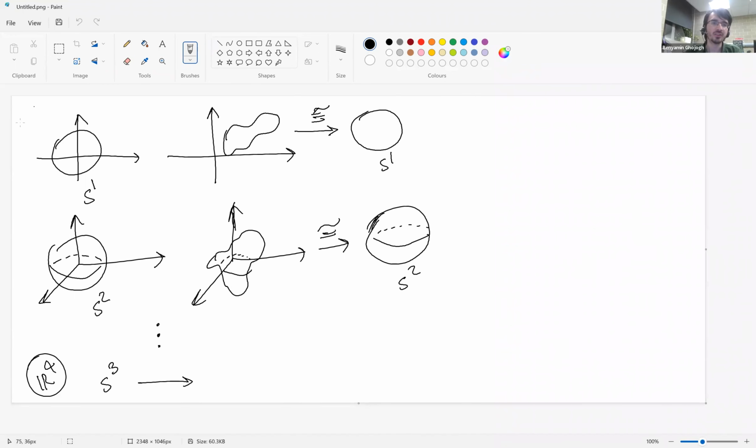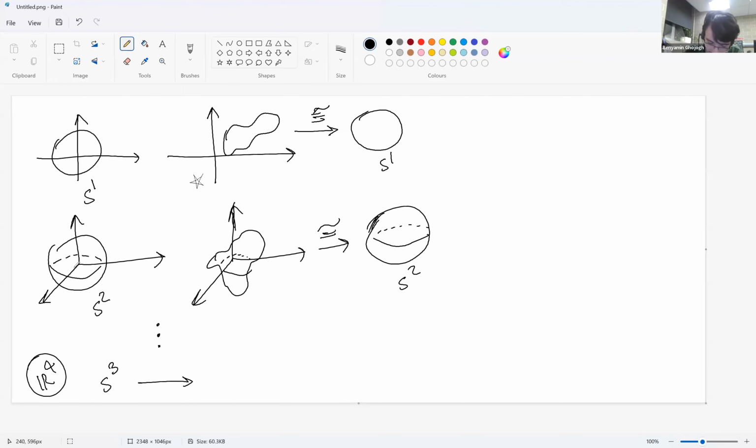Like this. For example, locally 1D, consider this shape. I'm talking about this shape. It is locally 1D. I can deform it to become like S1. So this is homeomorphic to S1.